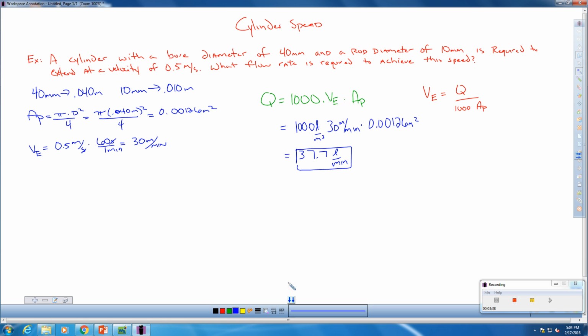Okay, so we've got to check and make sure all of our units canceled out. This meter cancels with one of these and leaves a meter squared, but this meter squared left down here cancels with the meter squared, so we are just left with liters per minute. So my units worked out, and 37.7 liters per minute is our flow rate to achieve a speed of 0.5 meters per second.